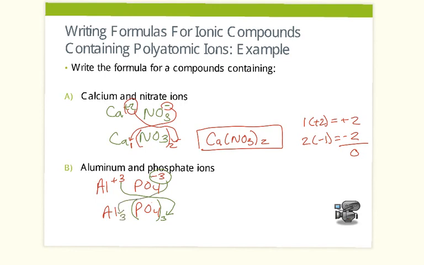Okay? Well, we can write this as aluminum PO4 3. But guess what? We can simplify this to a whole number ratio. A 3-to-3 ratio is same as saying 1-to-1. So aluminum phosphate. And now that it's a 1-to-1 ratio, I don't have to put parentheses around the phosphate. So I can just write it as AlPO4.